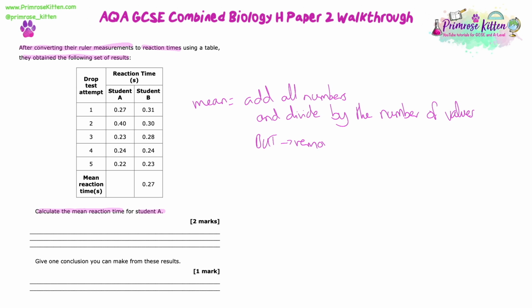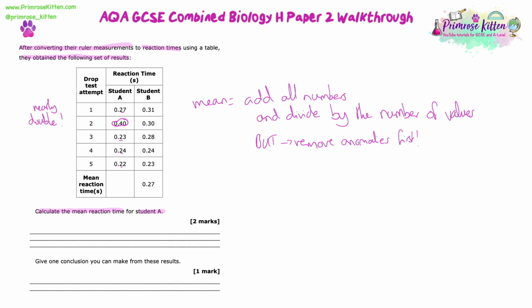So I'm looking at the list for student A. So we've got 0.27, 0.4, 0.23, 0.24, and 0.22. Now the 0.4 is jumping out at me immediately as a potential anomaly because it's nearly double all of the other values. And if you look over to student B as well, their highest was 0.31. So it's way higher than any number on the table, whether it's for student A or student B.